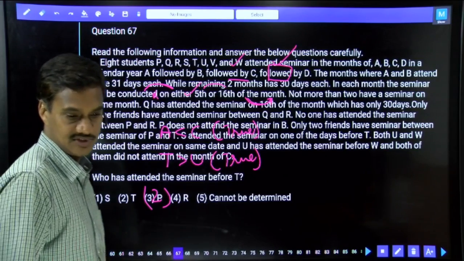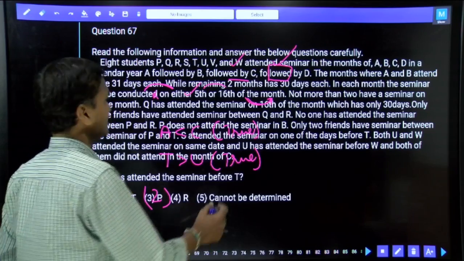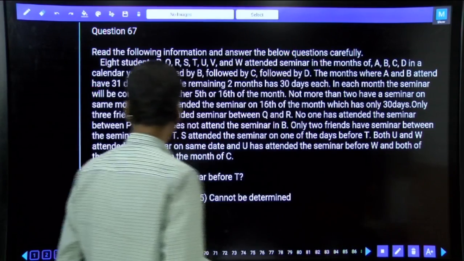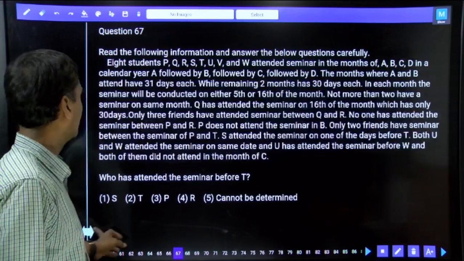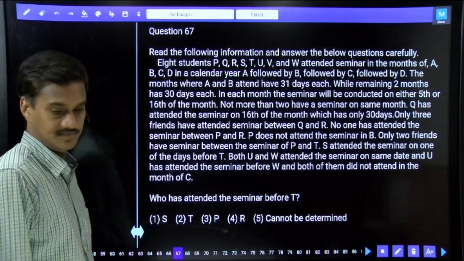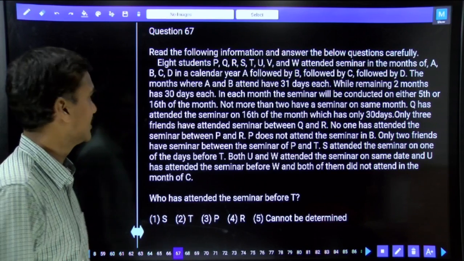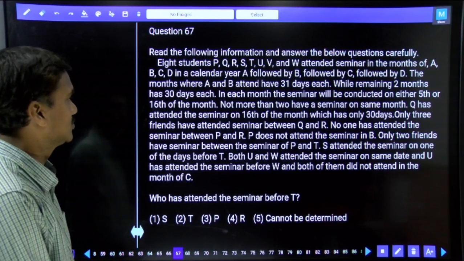Then coming to question number 67. Now in the 67, tell me what is the information we have. Now it is based on the months puzzle. How many students are there? 8 students. And who are those 8 students? P, Q, R, S, T, U, V, and W are the 8 students.